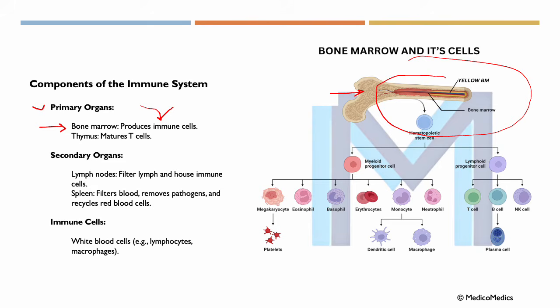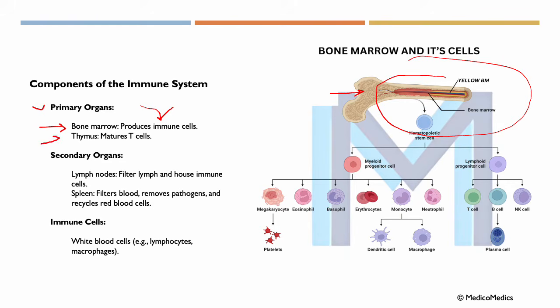And if you want to be more specific, in the axial skeleton, you can find it in vertebrae, sternum, ribs, skull, and pelvis, especially in the iliac crest. You can also find it in the proximal ends of long bones, for example, in the proximal femur and humerus. In children, though, you will find it mainly in the diaphysis of long bones. So you will have red marrow present in the shafts of long bones, but it is gradually replaced by yellow marrow with age.